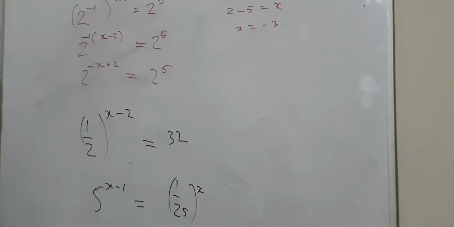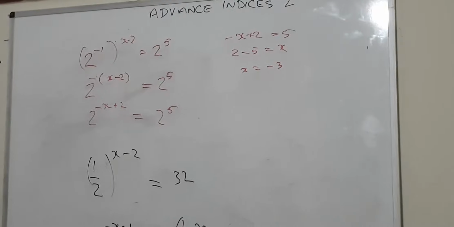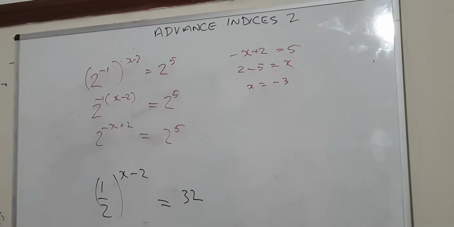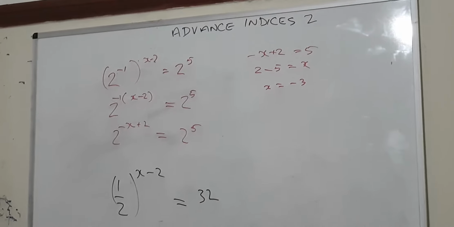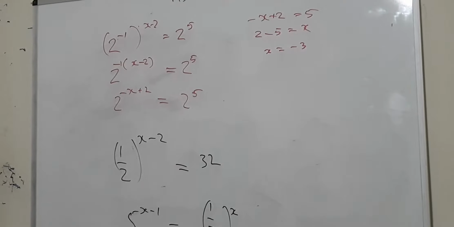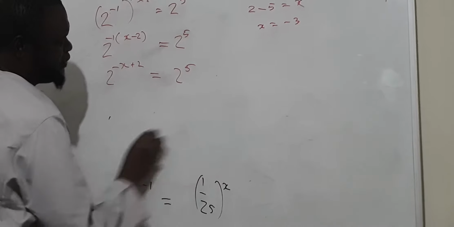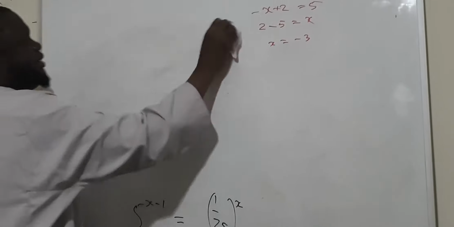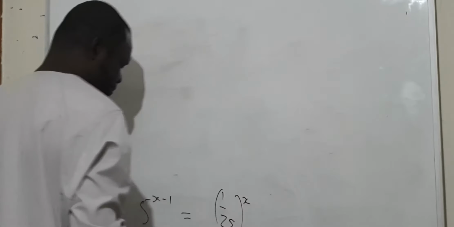Who got minus 3? Ali got 3, I got minus 3. Ali is minus 3, Alima is minus 3. What do you guys think? Easy. Remember, this is advanced indices, so you must use your brain. You must use your gray matter.